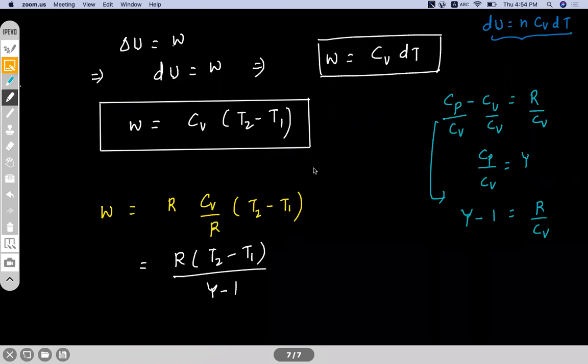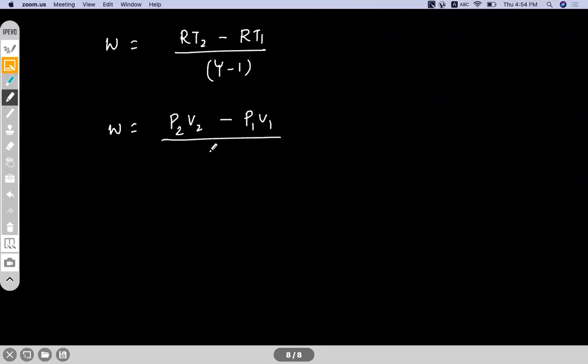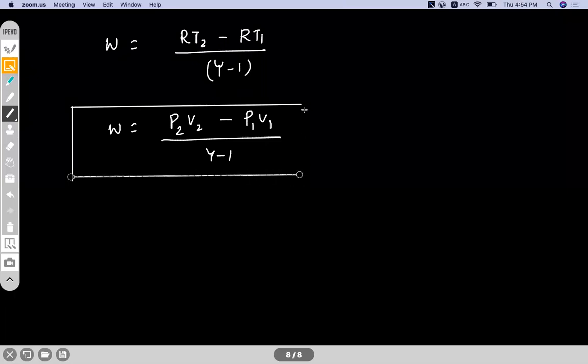Okay. Further, you see what we can do. We can write W is equal to R T2 minus R T1, divided by gamma minus 1. So for the ideal gas equation, what can we write? R T2 is equal to P2 V2, and R T1 is equal to P1 V1. This is the expression we have. The final expression is this. You can see the simplification here. We are using Cv delta T to find this.